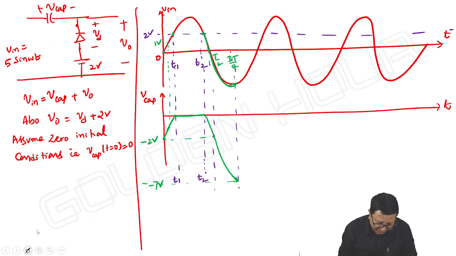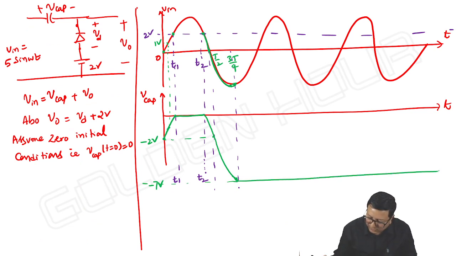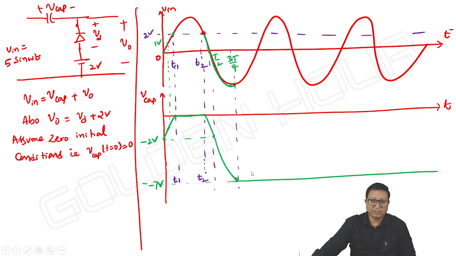So here the capacitor is neither charging nor discharging. It maintains that minus 7 volts forever. This way, the capacitor charges from 2 to minus 5, a total of minus 7 volts across it. Once the diode is experiencing some negative voltage, it never conducts. For the diode to conduct again, input should fall below minus 5. Then only there is scope for the diode to conduct again, and to that peak the capacitor will charge.